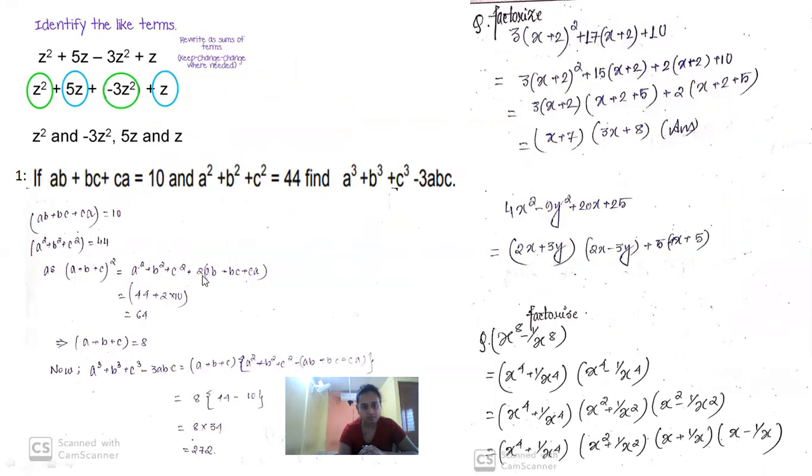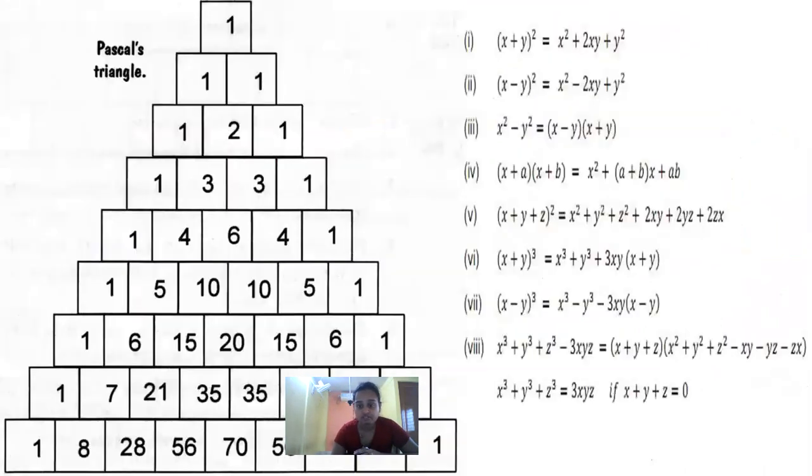A square plus B square plus C square plus 2 into AB plus BC plus CA. From that, you can find A plus B plus C whole square. Taking the root of the 64, you will get A plus B plus C, and later A cube plus B cube plus C cube minus 3ABC can be written as A plus B plus C into A square plus B square plus C square minus AB plus BC plus CA, as I have mentioned in the formula sheet, this one.